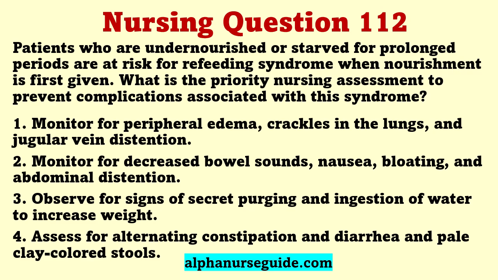The correct answer is 1. Monitor for peripheral edema, crackles in the lungs, and jugular vein distension. Rationale: refeeding syndrome occurs when aggressive and rapid feeding results in fluid retention and heart failure. Electrolytes, especially phosphorus, should be monitored, and the patient should be observed for signs of fluid overload.